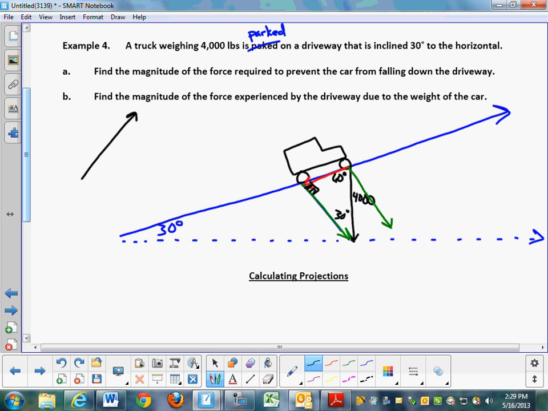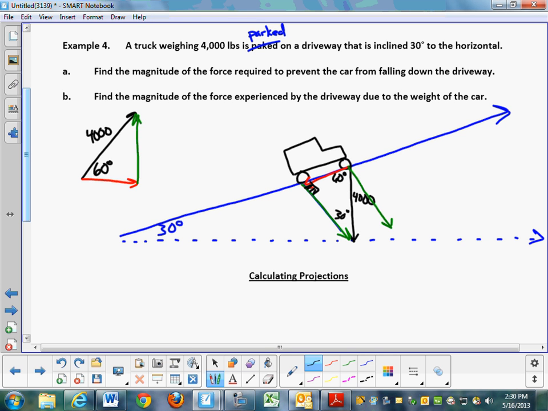I have the black vector, which is 4,000. Then I have the red vector, which we said is the force that we need to have in order to keep the truck from rolling backwards. And then we have this green vector, which is really the force against the driveway. And I do have an angle. It says that theta is going to be 60 degrees here.